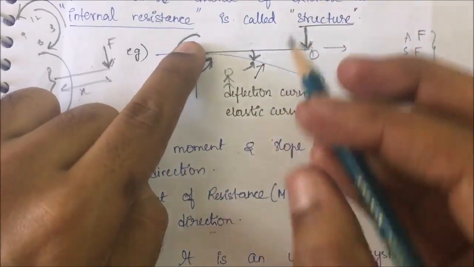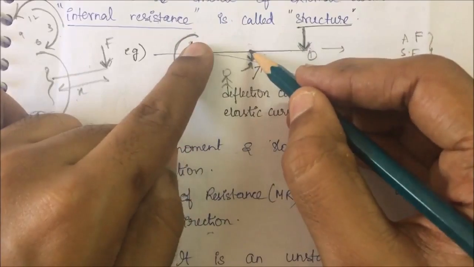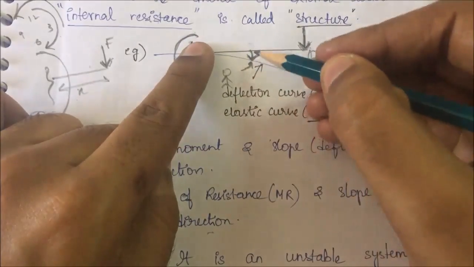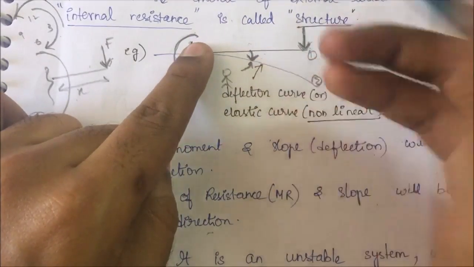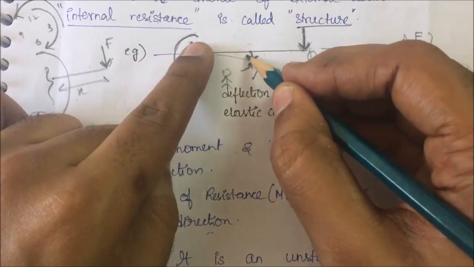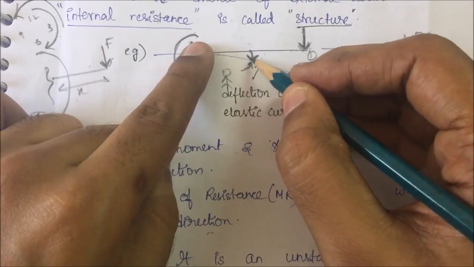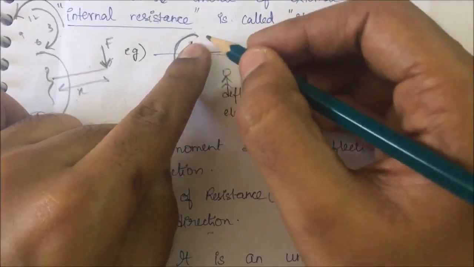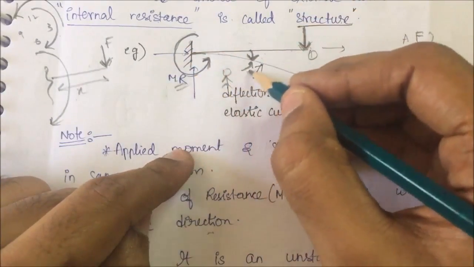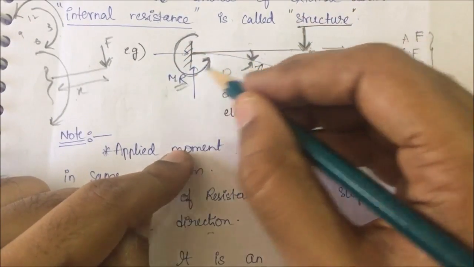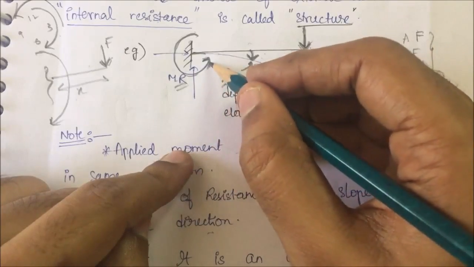Common sense. But your moment of resistance, if your slope, that is deflection, is in this direction, then to nullify it, your moment of resistance should be in the opposite direction. If it is clockwise, your moment of resistance will be anti-clockwise.